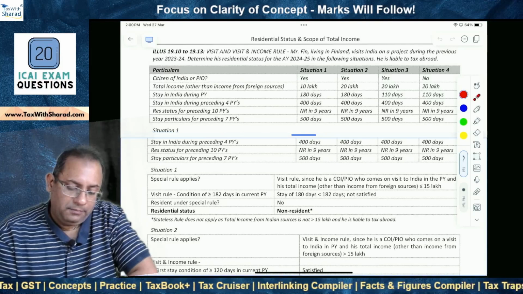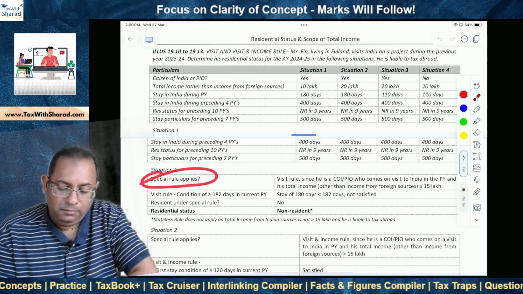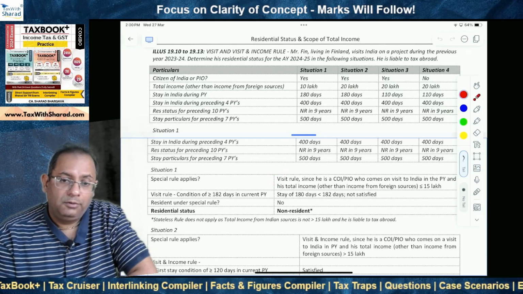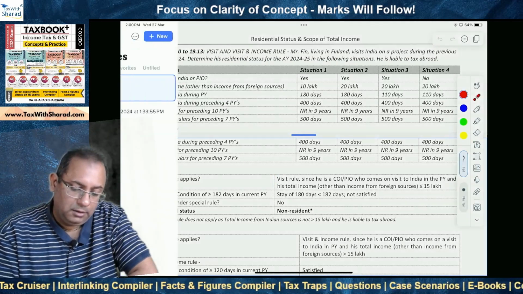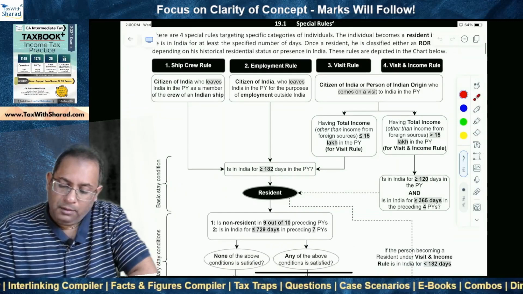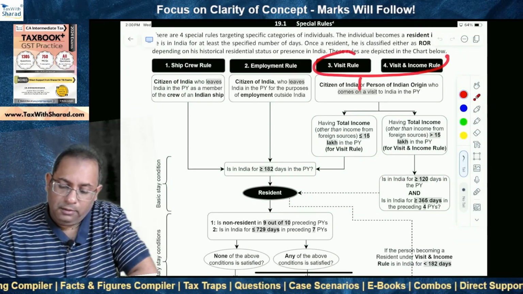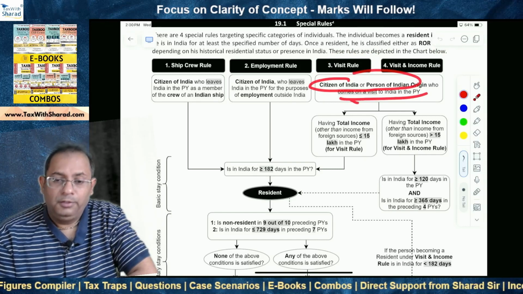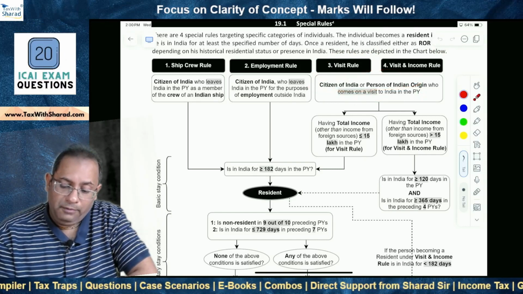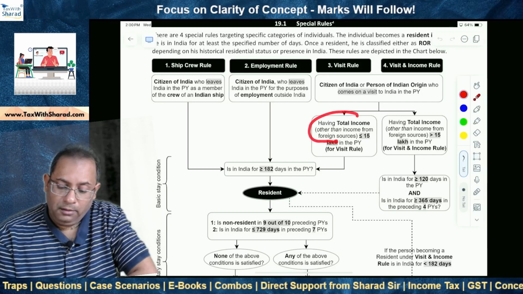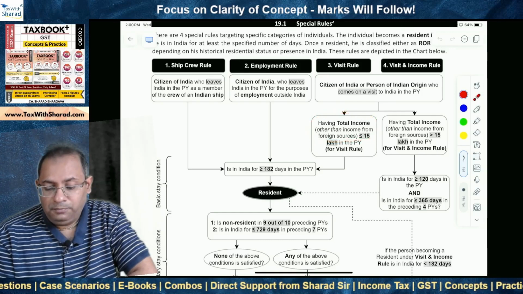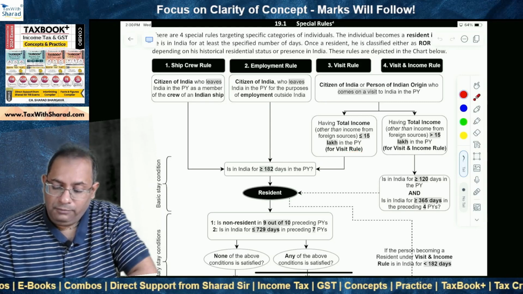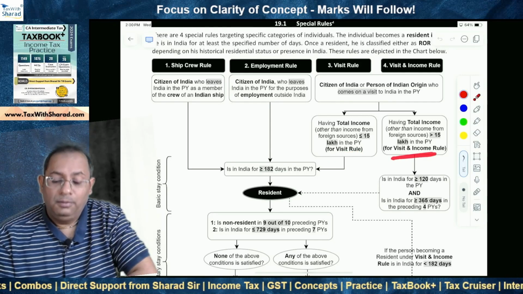What is the first step? Is to check whether a special rule applies or not. Yes, in this case, visit rule applies. Why? See, what is the visit rule? There are 2 rules, visit rule and visit and income rules for a citizen of India or a PIO who is coming on a visit to India in the previous year. For that, we need to figure out what is the total income other than income from foreign sources. If it is up to 15 lakh in the previous year, visit rule applies. If it is more than 15 lakh in the previous year, visit and income rule applies.